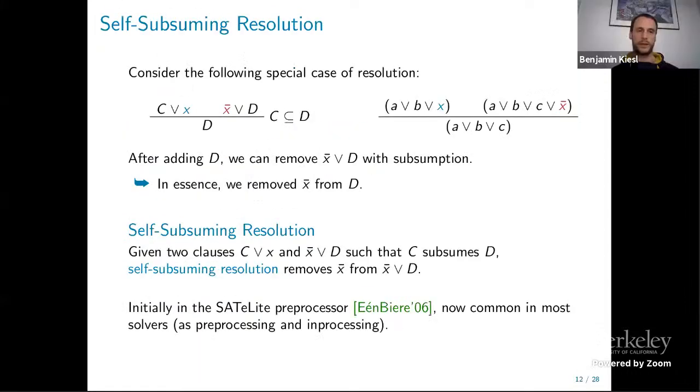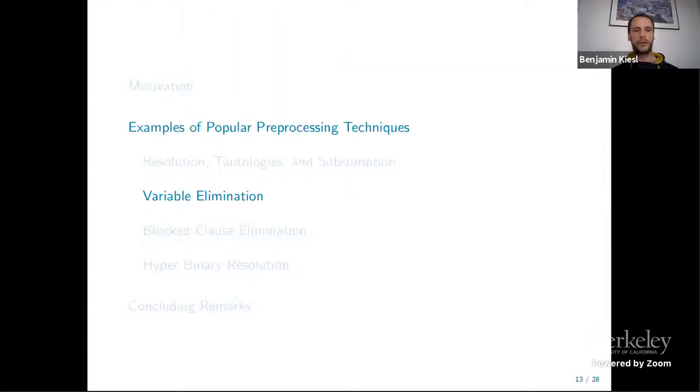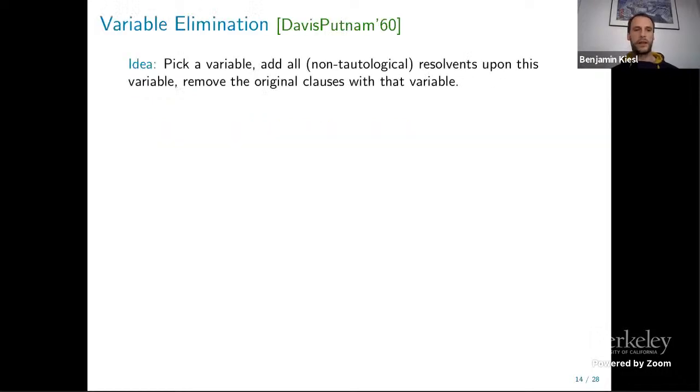Yeah, so that's subsumption and self-subsuming resolution. Now we'll come to something where subsumption can help you speed it up. And that's called variable elimination. Actually, variable elimination can be considered the most effective preprocessing technique in all of SAT solving. So if preprocessing techniques were basketballers, then variable elimination would be Michael Jordan, you could say. And here's what it does.